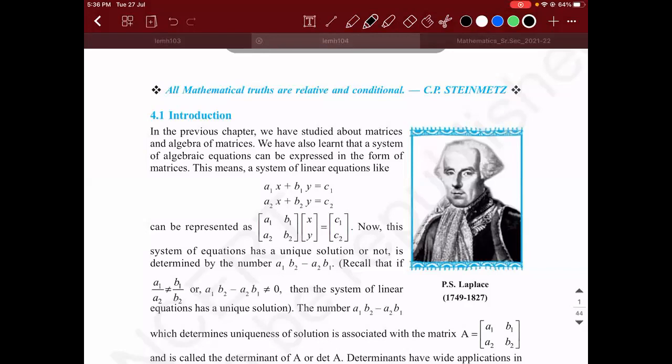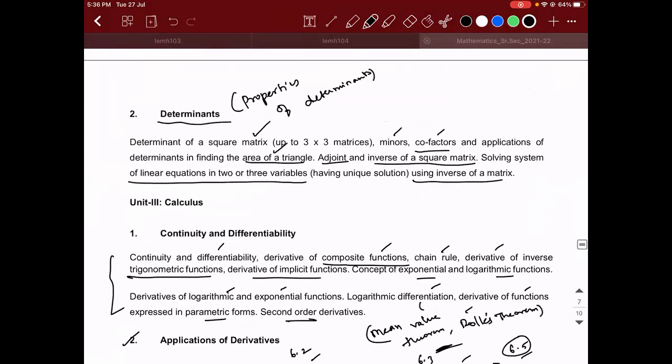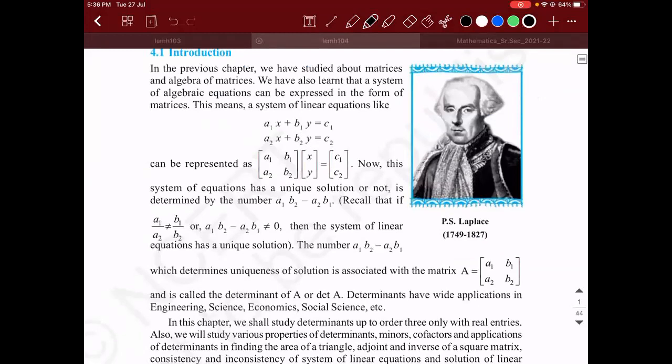That number generally represents the area of something, which you will understand in the chapter called vector algebra. That is why, if you see the syllabus, there is one thing: finding the area of a triangle. So how determinants will help you to find the area of a triangle, where did the idea actually come from? Let's look at it.